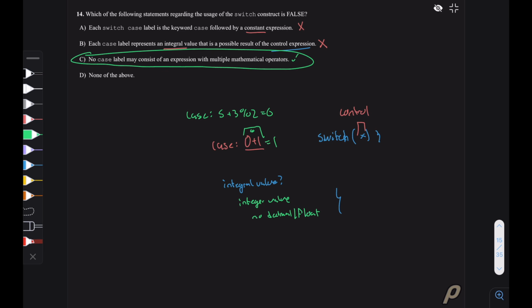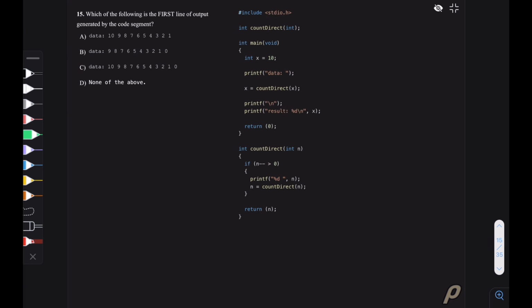All right, question number 15 here. Which of the following is the first line of output generated by the code segment? If we look through here really quick, we call this count direct function. Oh boy, we have a count direct inside a count direct. So this is going to be recursion, which can be kind of scary. It's definitely a strange concept to understand at first. So let's jump in and explain how this is going to work.